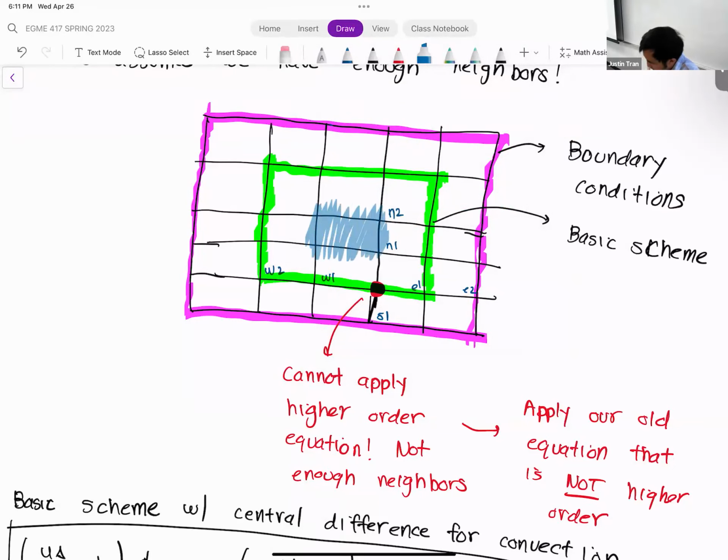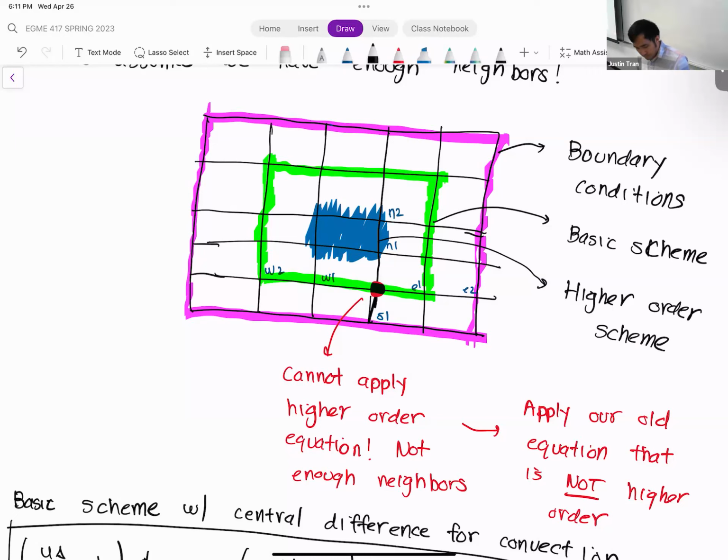Okay. This is not a great example just because it's a small grid, but normally there's a lot more of these deep interior nodes. For these ones here, we apply our higher order scheme. So that's the hierarchy that you should use for these. Okay. And so what I'm going to do next is I have a sample code for you, where this is all implemented.